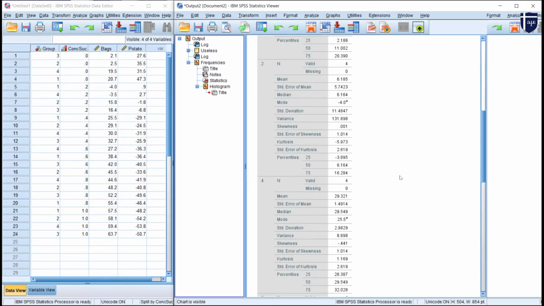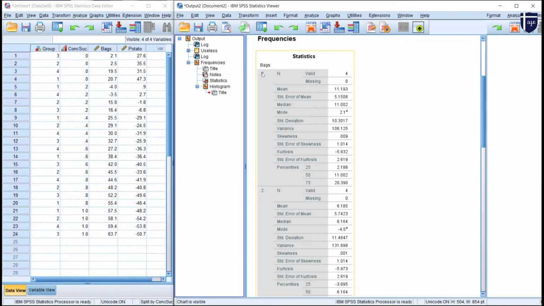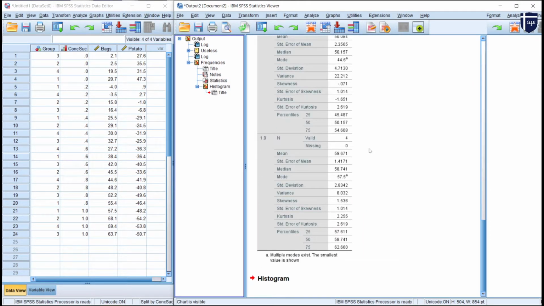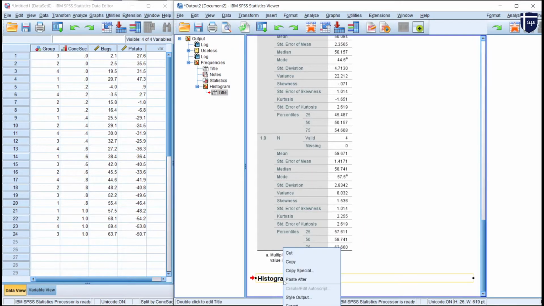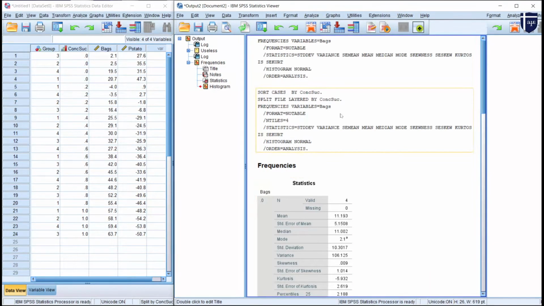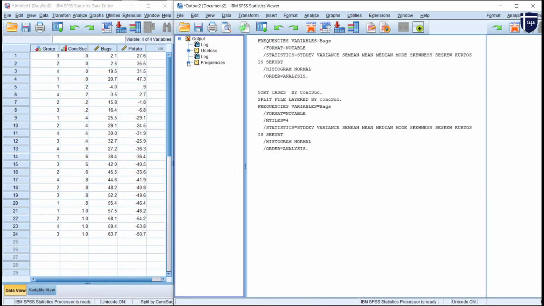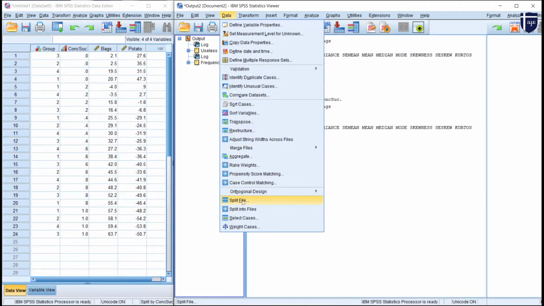See how it's presented like this, where 0.0, 0.2. I'm going to show you the other way of doing it, and maybe you'll like that better. So I'm going to get rid of that. Okay, so here we go. I'm going to minimize that for a moment. I'm going to go to Data. I'm going to split the file.